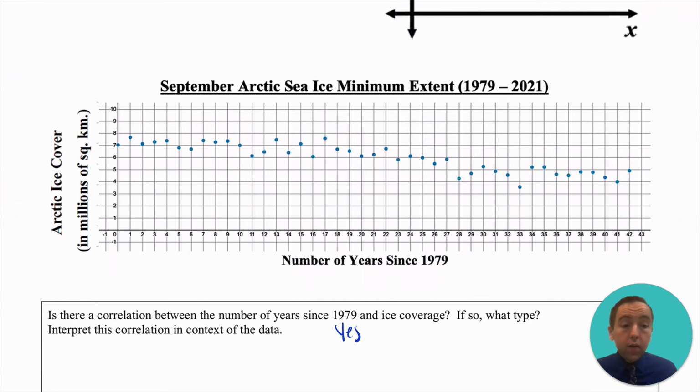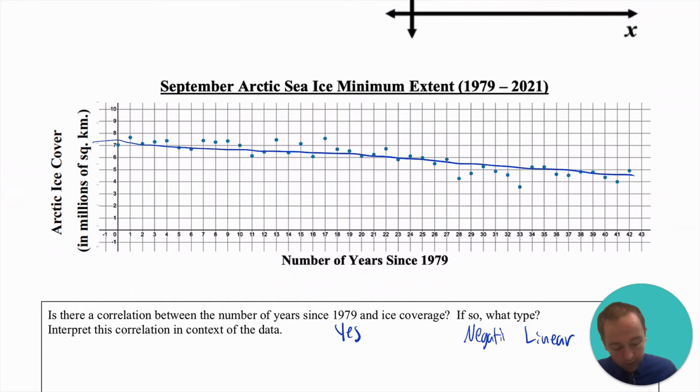And specifically, what sort of type? It definitely looks like most of the points fit towards a line. If we were to find a line of best fit, you can see that most of the points are pretty close. So we would classify this as a linear association, but because the best fit line has a negative slope, it has a negative linear tendency that we can classify it as.